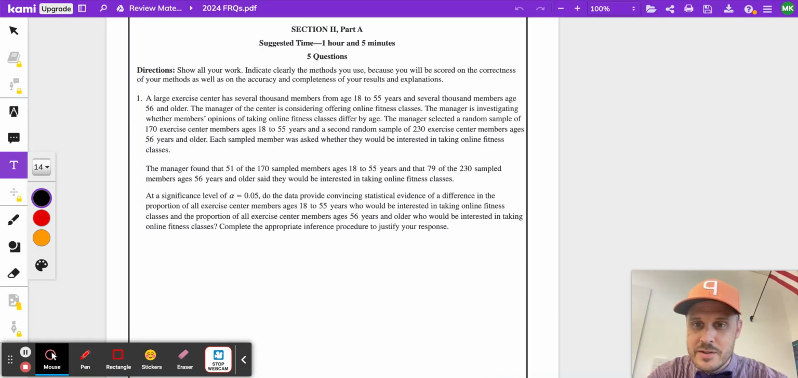So, large exercise center, several thousand members from age 18 to 55, several thousand members age 56 and older, considering offering online fitness, investigating whether members' opinions of taking online fitness classes differ by age. The manager selected a random sample in the lower, and then another random sample, two sample. Each sampled member was asked whether they would be interested in taking online fitness. The manager found 51 of the 170, so p hat, and 79 of the 230, another p hat. So it sounds like a two sample z test for proportions.